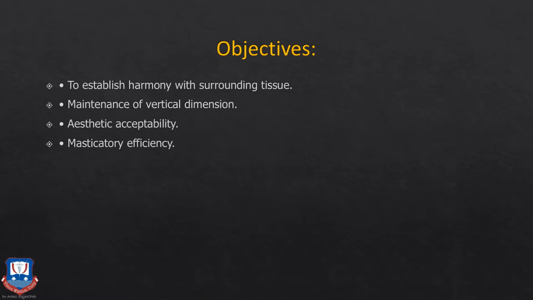So what is the objective of the selection of the teeth? You should be able to establish harmony with the surrounding teeth, with the type of tooth mold that you select. You should be able to maintain the vertical dimension that was established at the time of the jaw relation. The teeth setting should be aesthetically acceptable to you as well as to the patient, and it should provide or improve the masticatory efficiency of the patient. After all, many patients seek dentures solely because they can eat properly again.